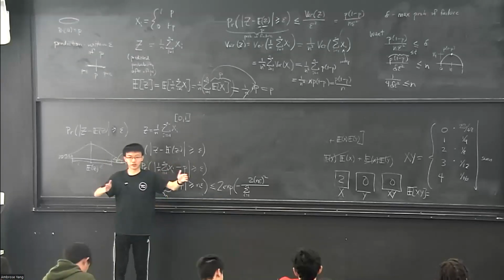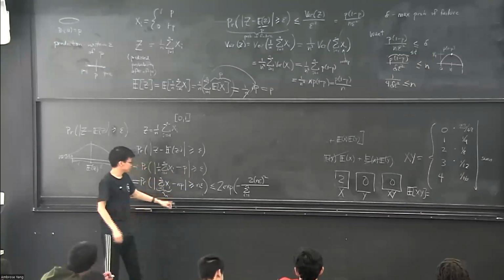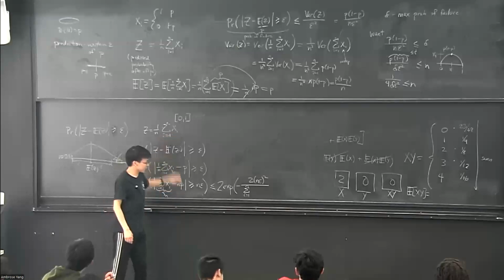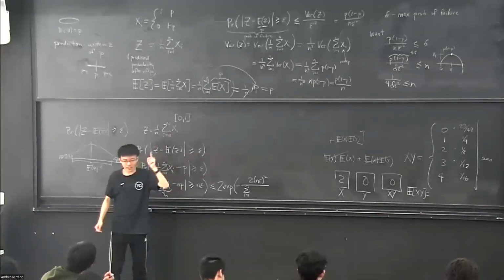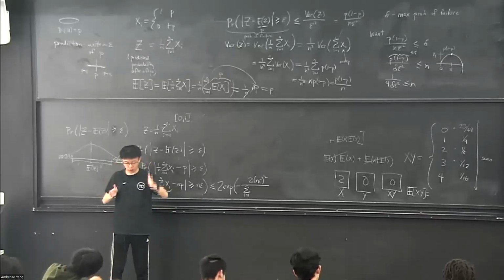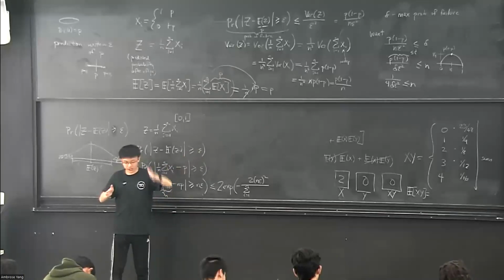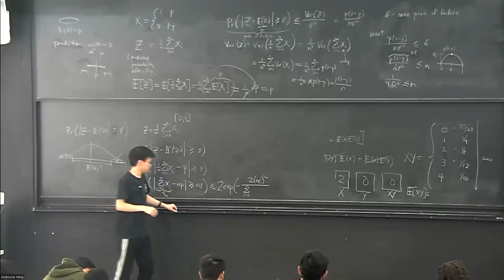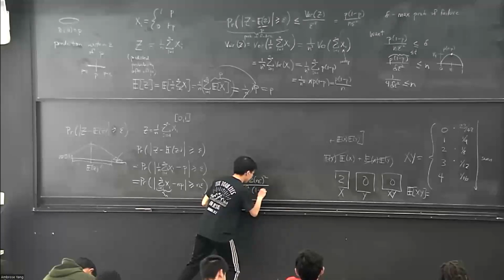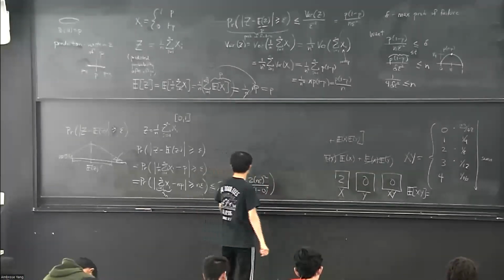You can use other values, like negative 1 to 2 or something, but you might as well just make it as small as possible. So all my xi's are just flips of a coin, 1 for heads, 0 for tails, and therefore they lie between 0 and 1. Therefore, all my ai's are 0 and all my bi's are 1. bi minus ai, 1 minus 0, squared. What is this equal to?